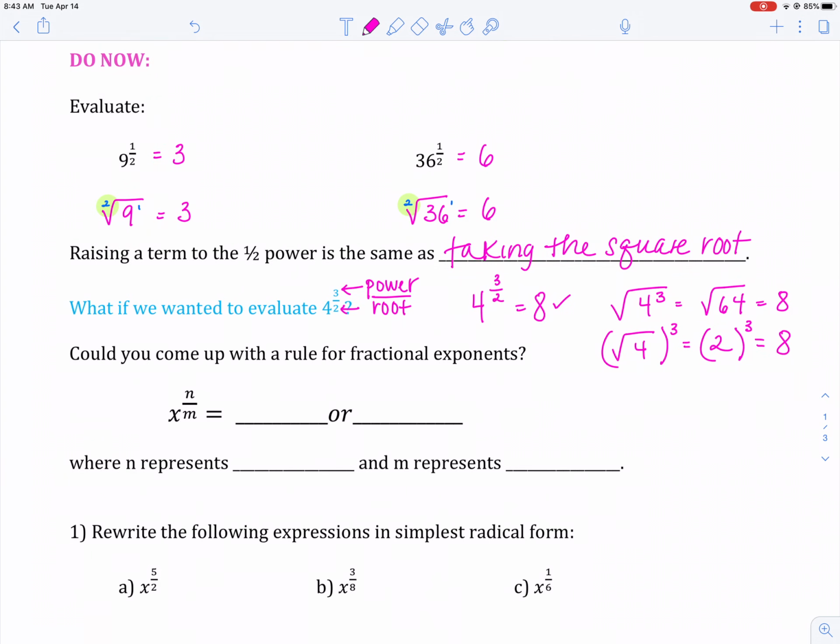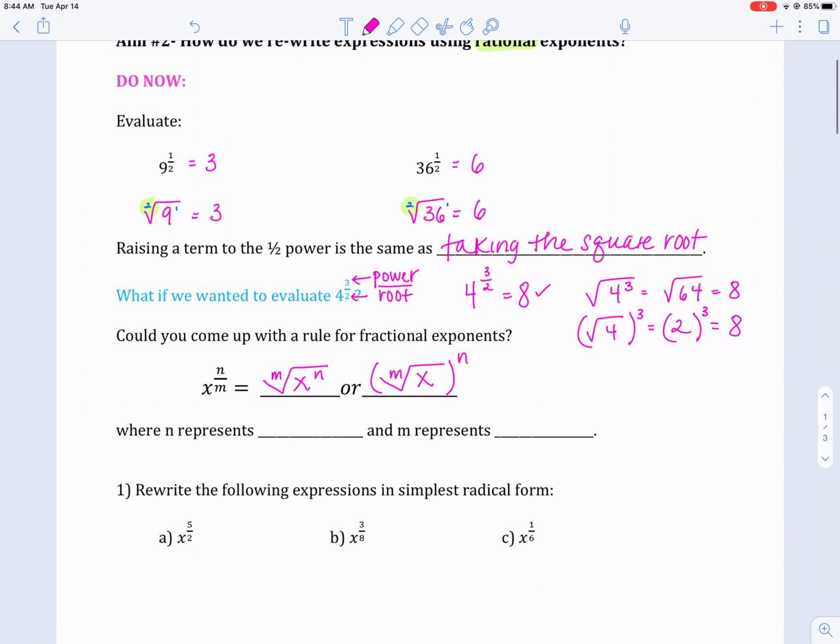In order to express x to the n over m, which again is the power over the root, you could say it's the m root of x to the n power. The other way you could show it is with parentheses. It is the exact same thing as showing the m root of x and that whole thing raised to the n power. That's a lot to take in right now, but probably the most important thing, you're going to hear this over and over and over again, that n represents your power and m represents your root.